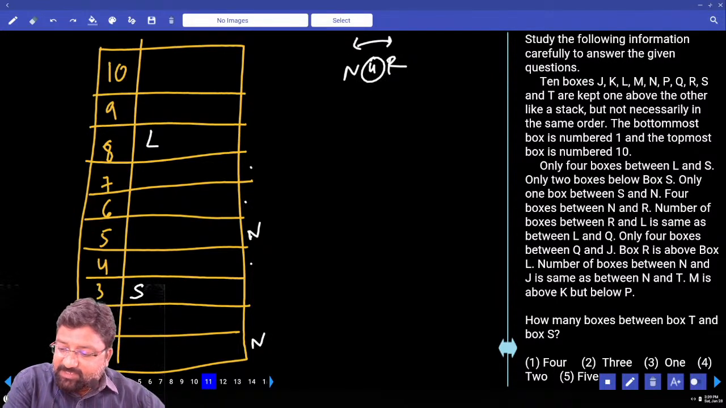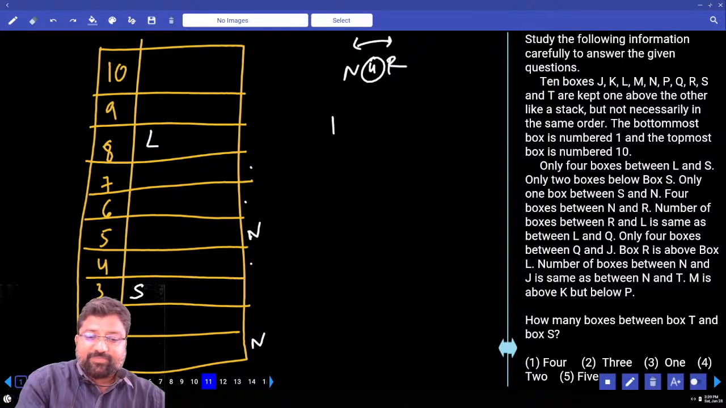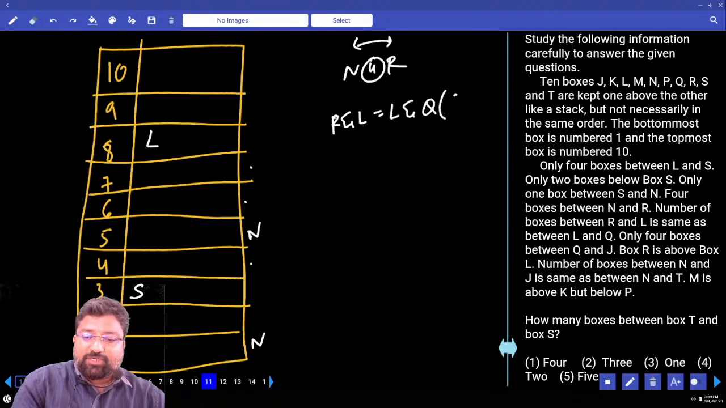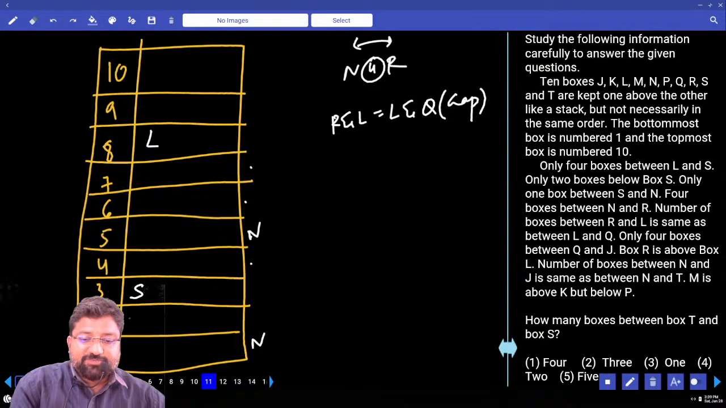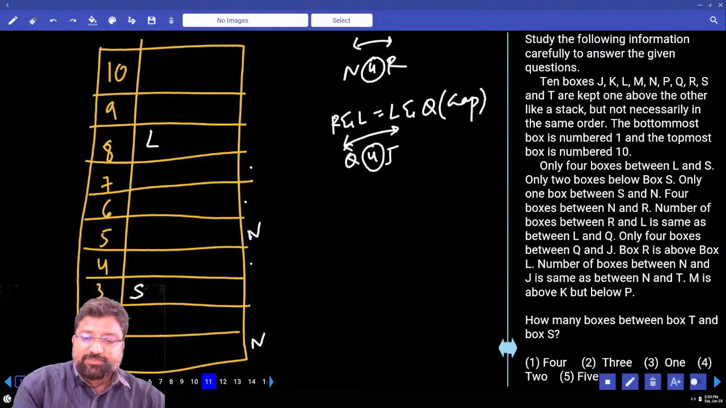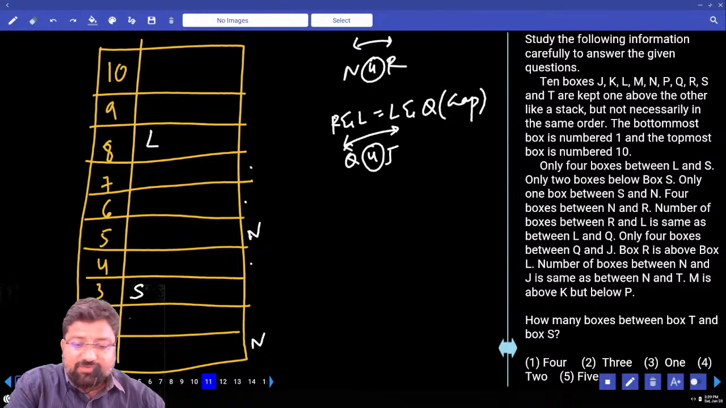Next. The number of boxes between R and L is same as L and Q. The gap between them. Next line. Only 4 boxes between Q and J. We are not yet sure with the position of J. Next.